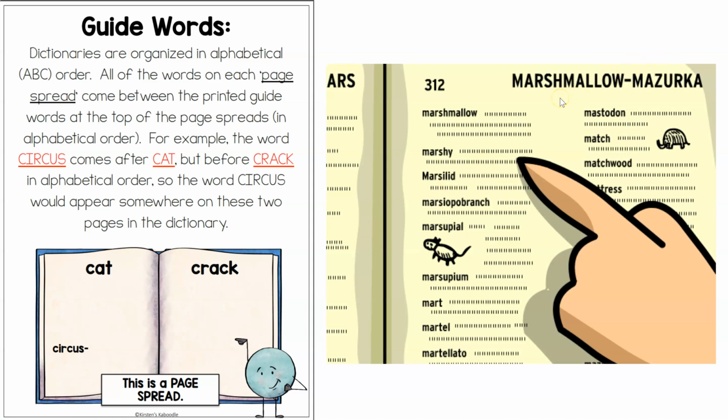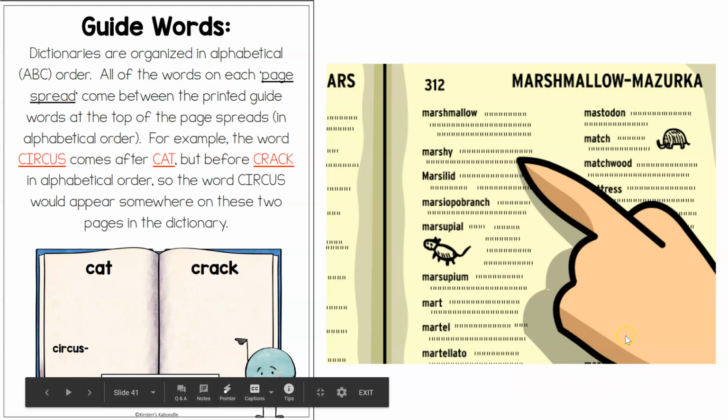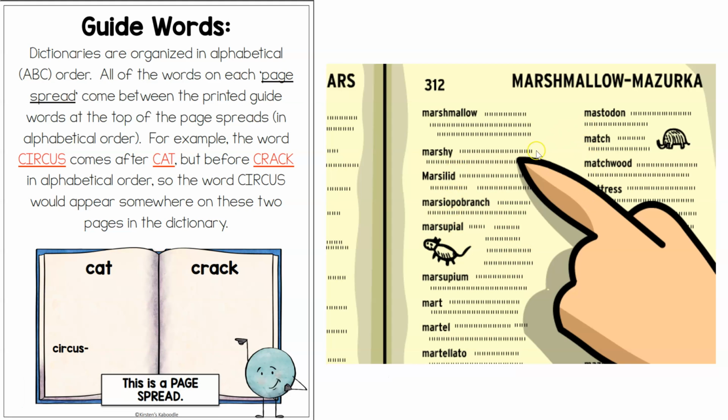Take a look at this example. Marshmallow to mazurka. These are the guide words on page 312 of this particular dictionary. Marshmallow is the very first dictionary entry, while mazurka would be the very last dictionary entry on the bottom page. All of the words in between are in alphabetical order, falling between marshmallow and mazurka. And if you're wondering, mazurka is a Polish dance.